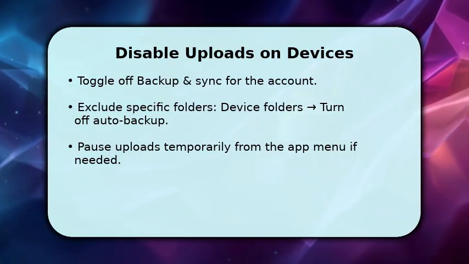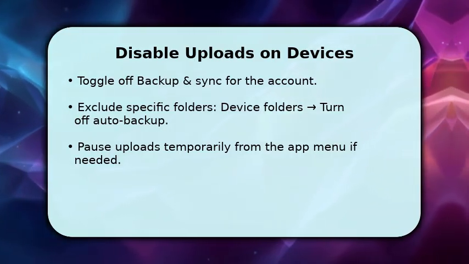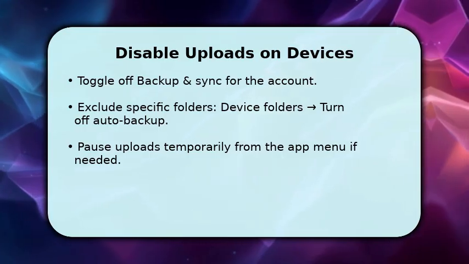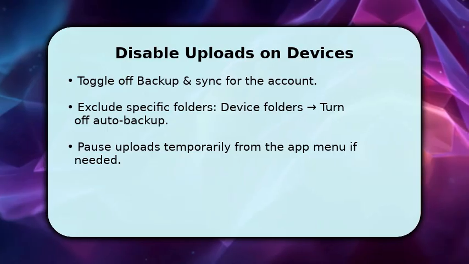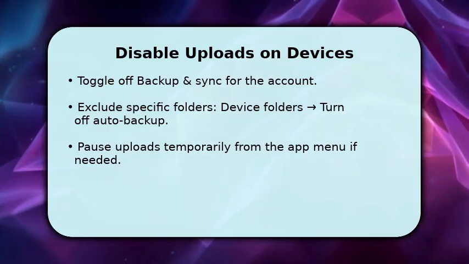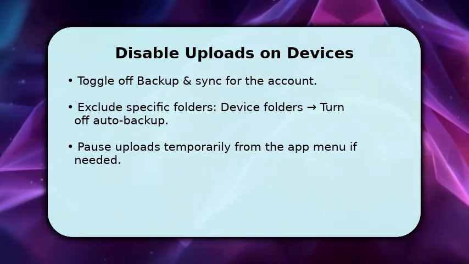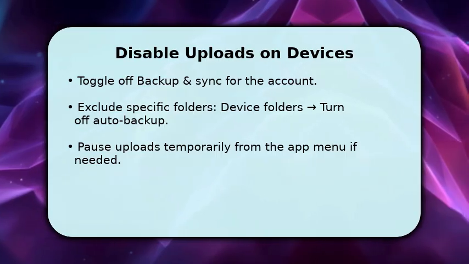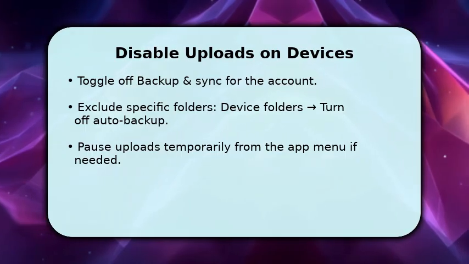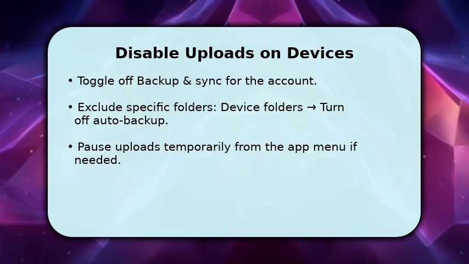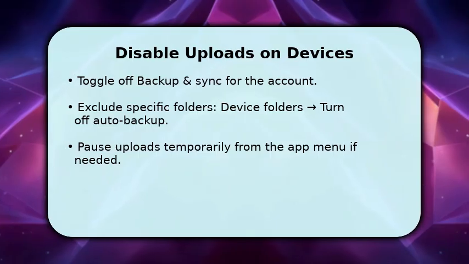If you only want to stop certain photos, go to Device Folders and switch off Auto Backup for each folder: screenshots, WhatsApp, camera, etc. On mobile, you can also use Pause Backups if you need a temporary halt. Once done, make sure to check other devices signed into the same account and repeat. Uploads resume from any device that still has backup enabled, so consistency across devices is essential.